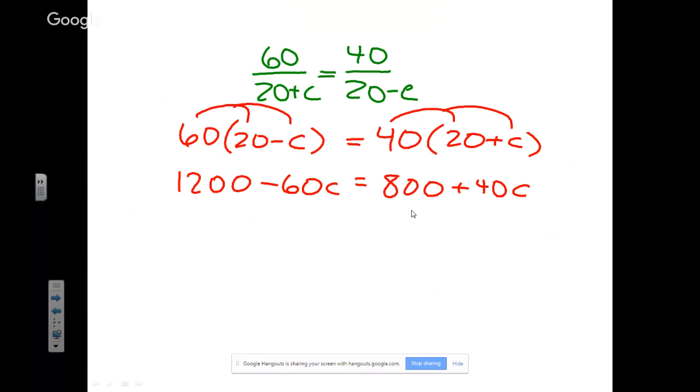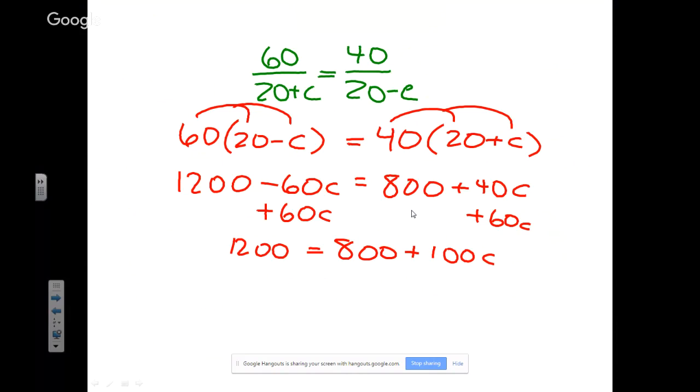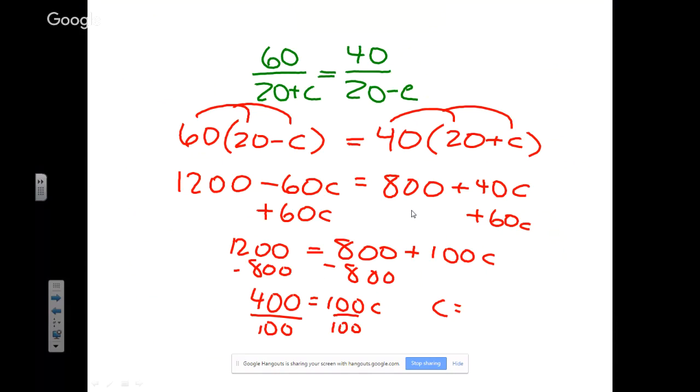Okay, we solve it. We got C's on both sides, so I'm going to add 60C. So I get 1200 equals 800 plus 100C, subtract 800. 400 equals 100C, divide by 100, and C equals 4.